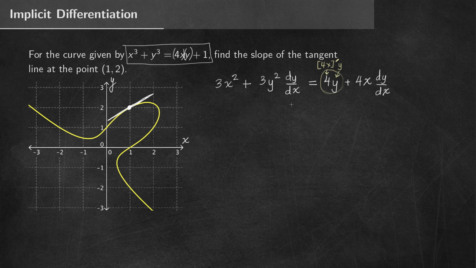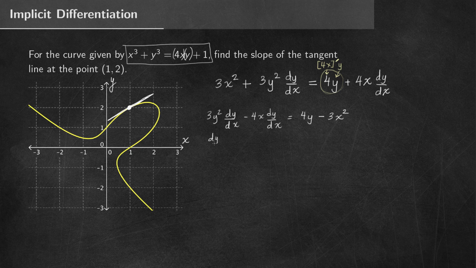Okay, so in order to solve for dy/dx, I have two different terms that have a dy/dx in them. I want to put them on the same side of the equation. So I'm going to move the dy/dx terms to the left, and anything that does not have a dy/dx in it, I'm going to move to the right. So the 3y squared dy/dx can stay where it is on the left side of the equation. I'm going to subtract 4x dy/dx on both sides. Then the 4y on the right can stay where it is, and I'm going to subtract the 3x squared on both sides.